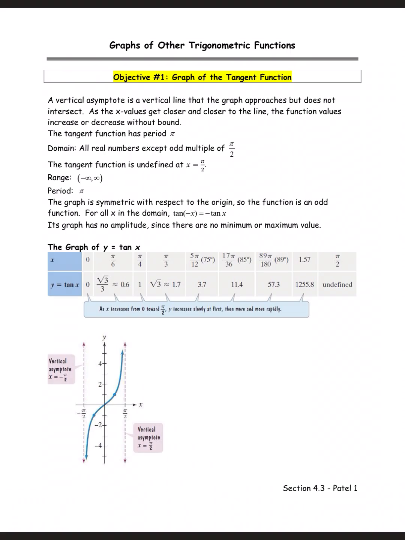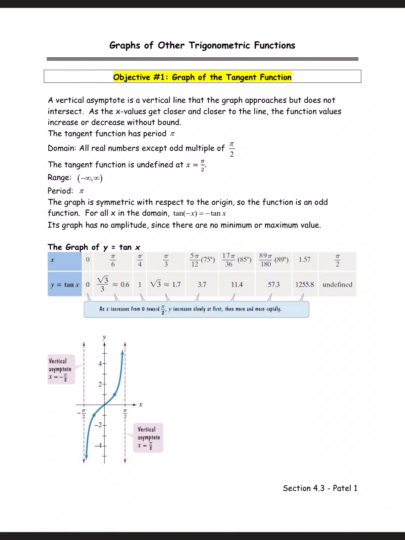The domain is all real numbers except for odd multiples of pi over 2. The tangent function is undefined at x equals pi over 2. The range is from negative infinity to infinity. The period is pi. The graph is symmetric with respect to the origin, so the function is an odd function for all x in the domain. Tan of negative x is equal to negative tan of x. Its graph has no amplitude since there is no max and min.